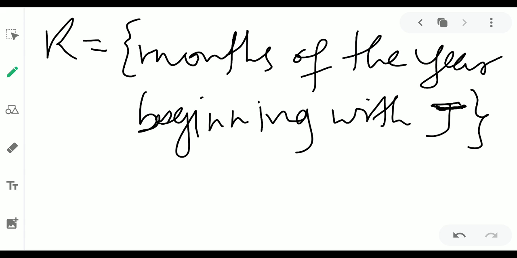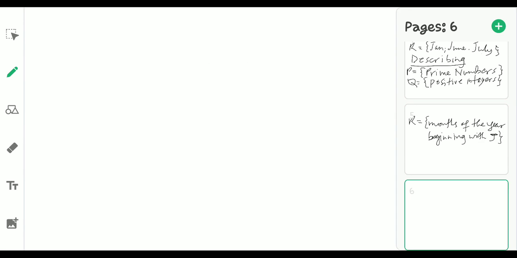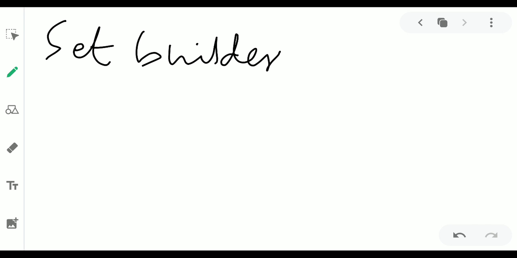Let's move on. The third one, you need to pay attention carefully for the third one. The third one is called set builder notation.